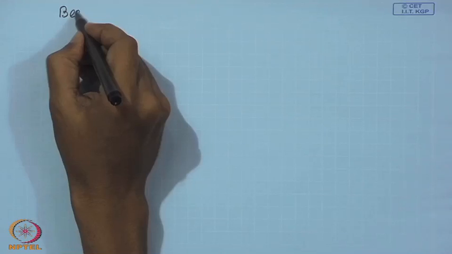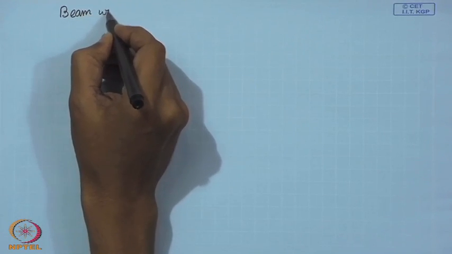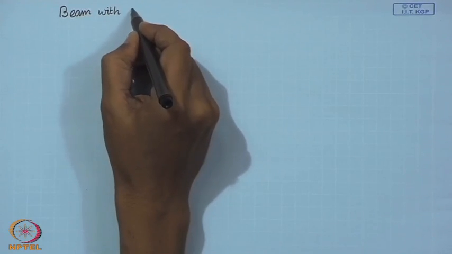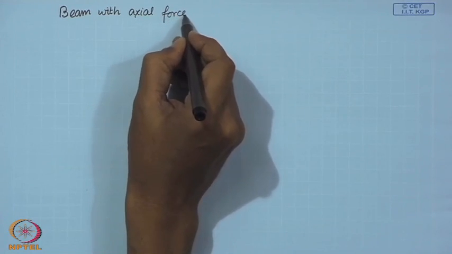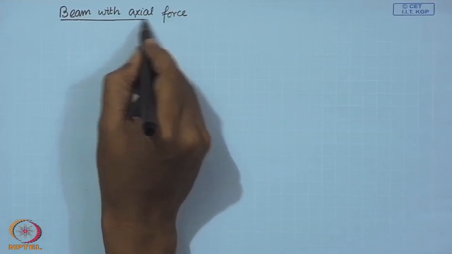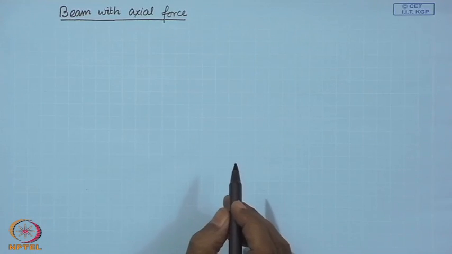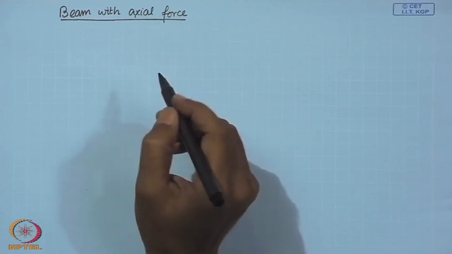In the case of columns, even if the column deflects, for small deflections the force is still going to be vertical. So, there is a difference in these two axial forces, which we are now going to discuss. When we say beam with axial force, we are going to consider a column-like loading.